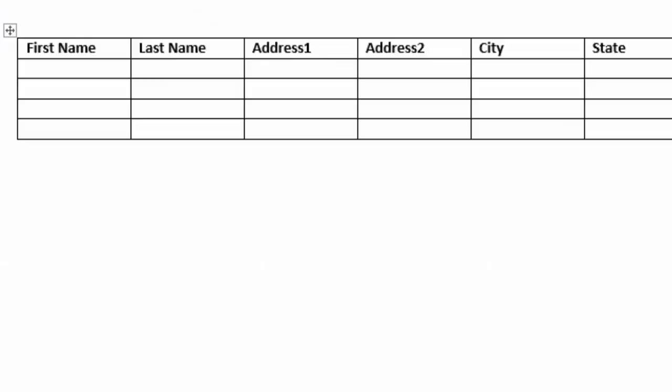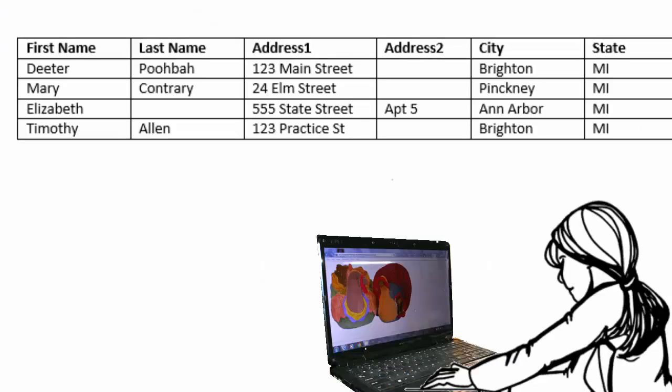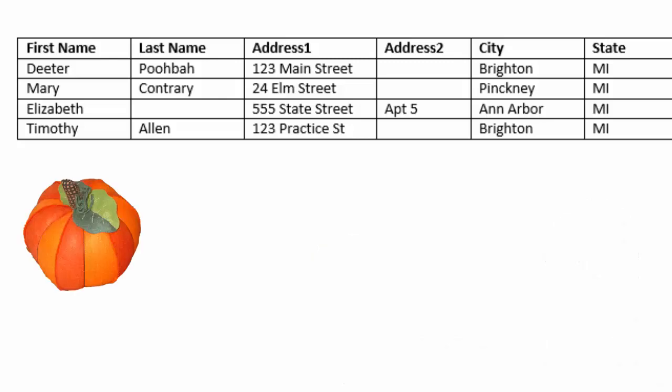Fast forward. I've entered some sample clients into this table: Dieter, Mary, Elizabeth, and Tim Allen. You can use these names or come up with your own if you wish. All we need is sample names so you can see how the mail merge works. Keep going. So far, this table has only the demographics, name and address.